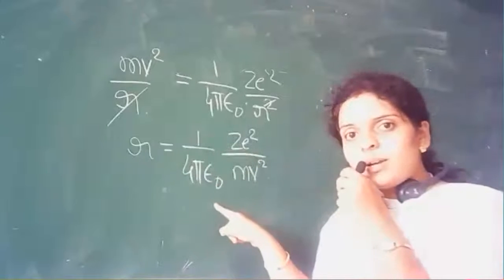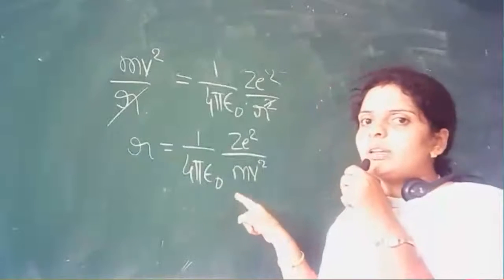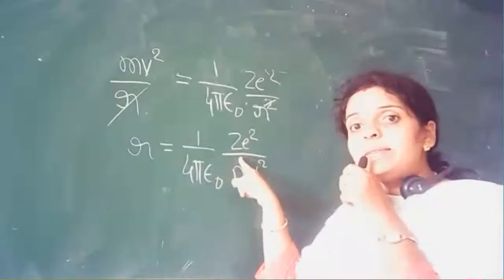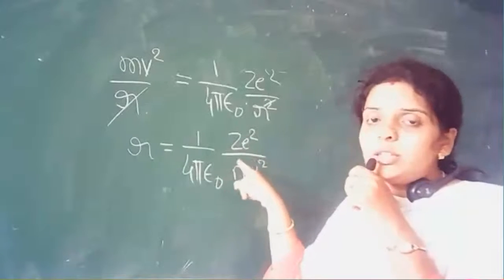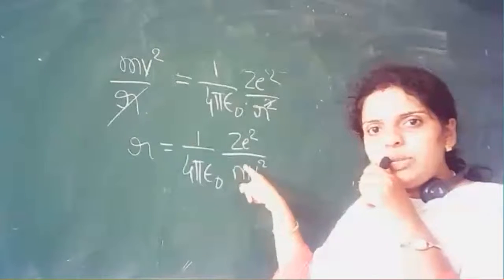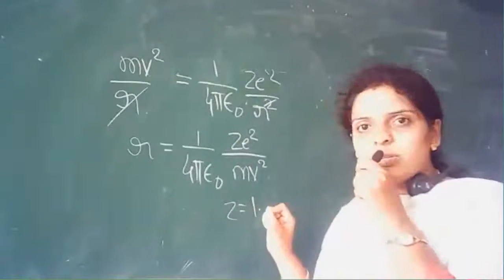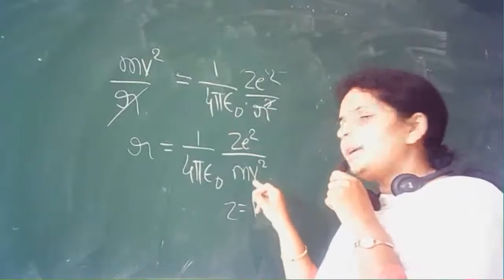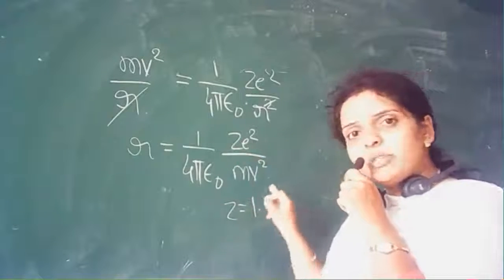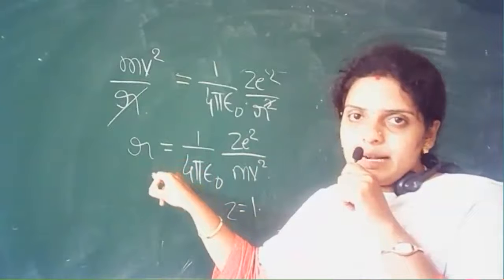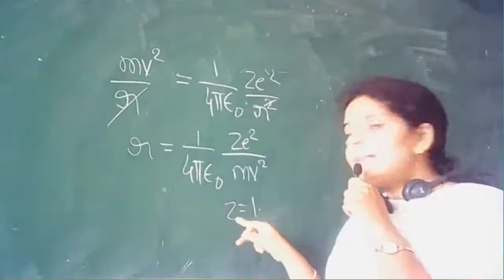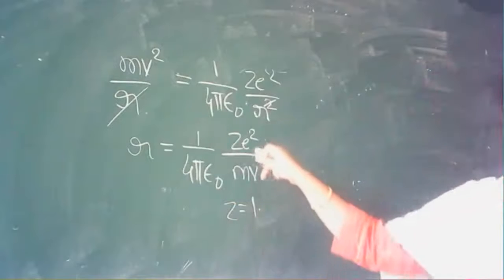1 divided by 4 pi epsilon naught is a constant value, that is 9 into 10 raised to 9. Then Z is the atomic number. For hydrogen, we have Z equal to 1. So you can substitute all the values and calculate the radius of the hydrogen atom. Here I am just taking Z equal to 1. If I substitute all the other constant values and simplify, you can take it as r equal to 1 divided by 4 pi epsilon naught.